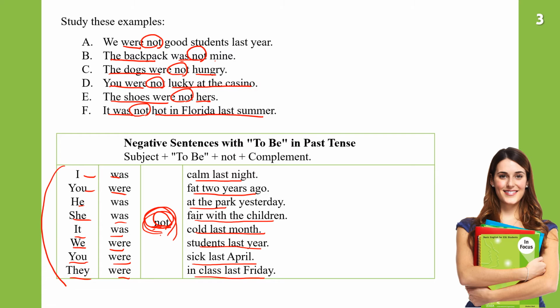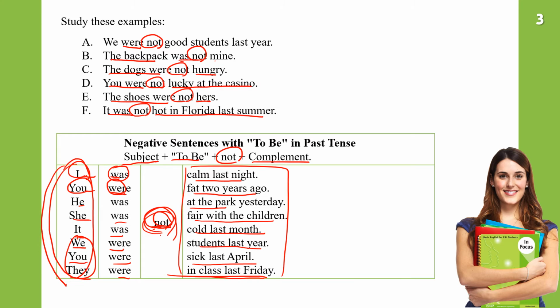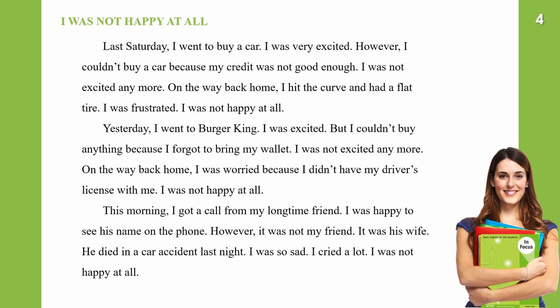If you take a look at the examples, you will see that there is the subject, and to be: was for singular, were for you and plural, and not and complement. These are complements. Let us read a story.